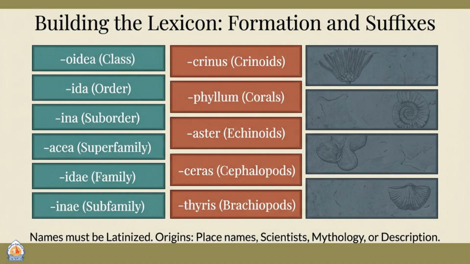Similar fossil groups often have similar suffixes. For example, crinoids end with "crinus", corals are usually ended with "phylum", echinoids end with "ester", cephalopods end with "cerus", and brachiopods end with "thyres". These are some rules which are often followed while naming fossils. However, this is not a compulsory method. Sometimes some exceptions are also found.